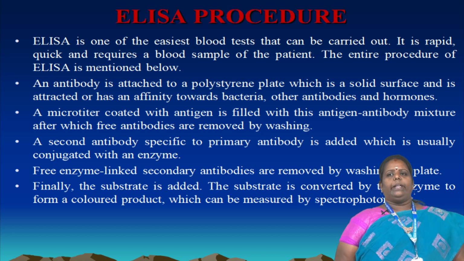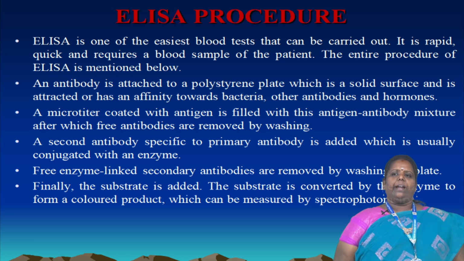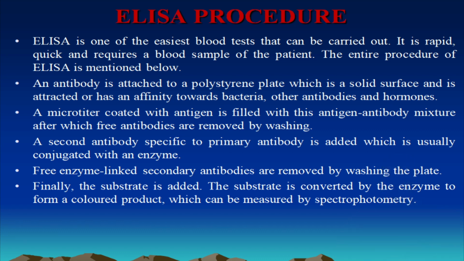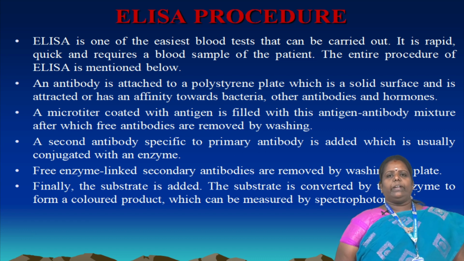Another, secondary antibody, specific to the primary antibody, is added, which is usually conjugated with an enzyme. Next, the free enzyme-linked secondary antibodies are removed by washing the plate. Finally, the substrate is added, the one which we have to identify. That is called the substrate. We have to add it.